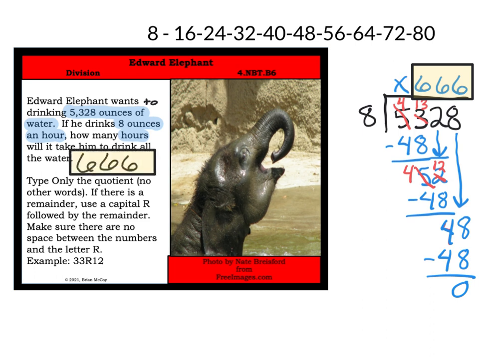And let's go ahead and look at what this is actually saying. So here we have Edward Elephant, and he's wanting to drink 5,328 ounces of water, and he's drinking 8 ounces every hour, right? So how many hours is it going to take him to drink all that? Well, it wouldn't be the whole river, but the whole 5,328 ounces. Well, it's going to take him 666 hours. And that is what you're going to plug into the answer key. And bam, there you have it, my friends. That's how you solve problems like this.